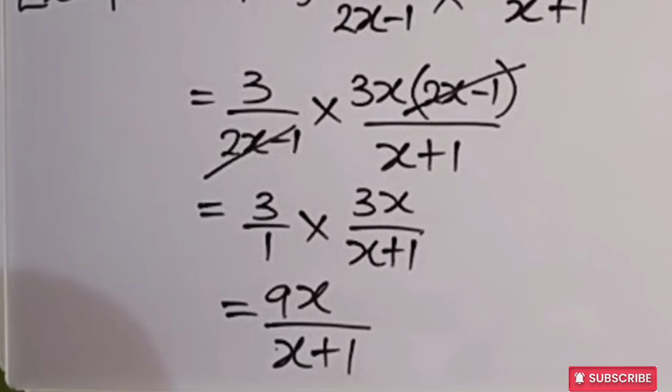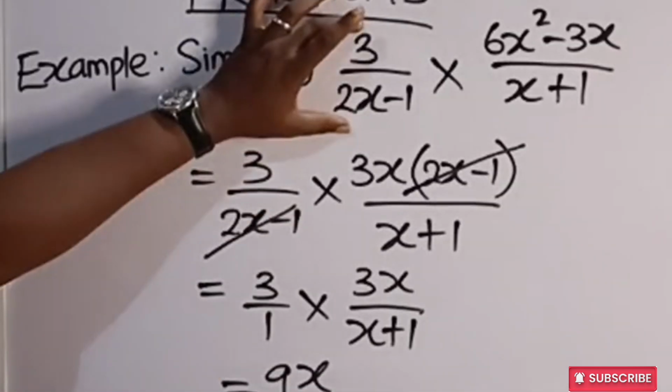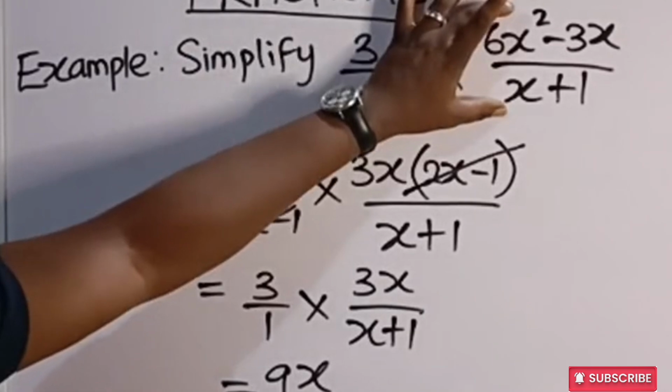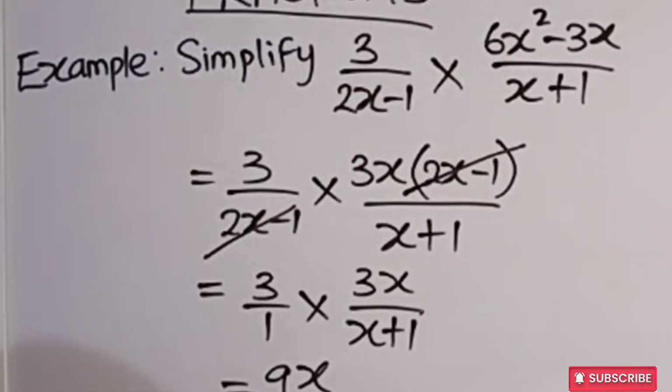Remember, we are looking at multiplication of algebraic fractions. So this is an algebraic fraction. This is an algebraic fraction. We are multiplying them together. Let's look at the next question.